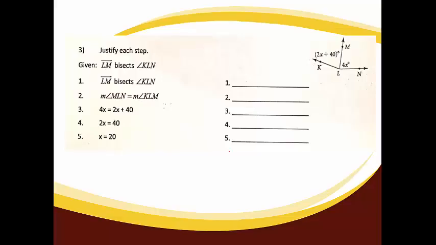All right, example 3 is a little different because we have a vocab word going on in here. And the word is bisect. Now, if you don't remember what bisect means, it means to split into two congruent parts. So I'm going to go ahead and put rainbows in each angle since they are congruent. They're split in half.